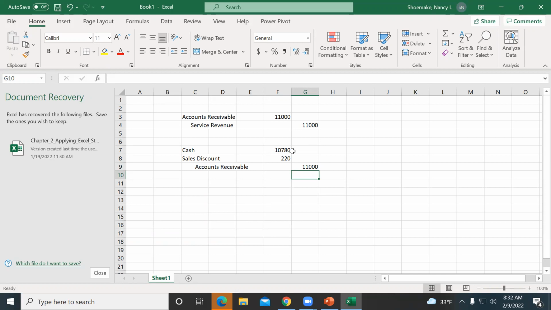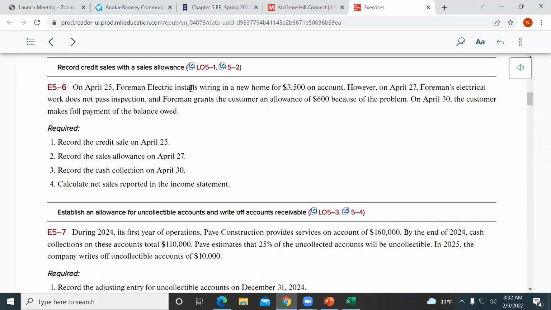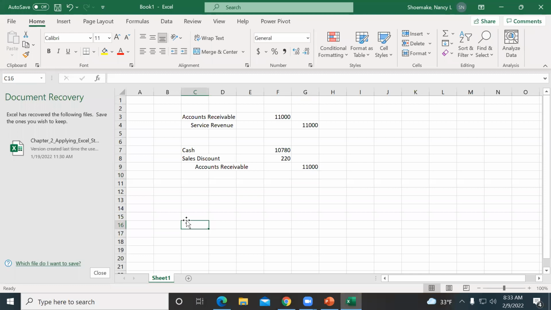Now, let's look at one more problem. Exercise 5.6. On April 25th, Foreman Electric installs wiring in a new home for $3,500 on account. However, on April 27th, Foreman's electrical work does not pass inspection, and Foreman grants the customer an allowance of $600 because of the problem. On April 30th, the customer makes full payment on the balance owed. So the first thing we do is record the credit sale on April 25th. What will we record here, guys? We record accounts receivable of 3,500 and then service revenue, 3,500. Excellent.